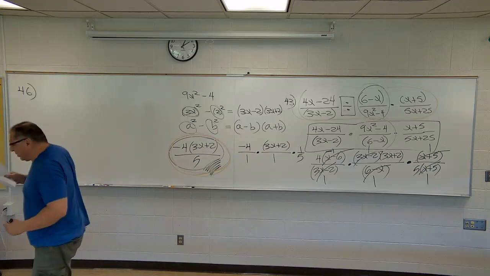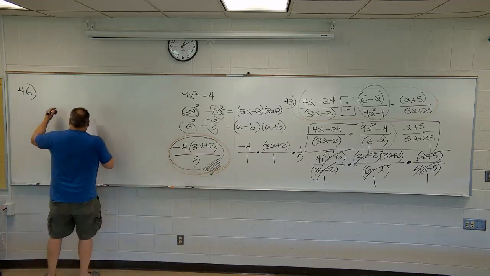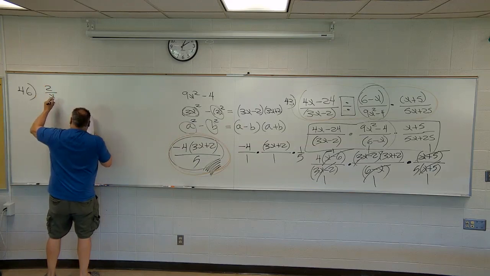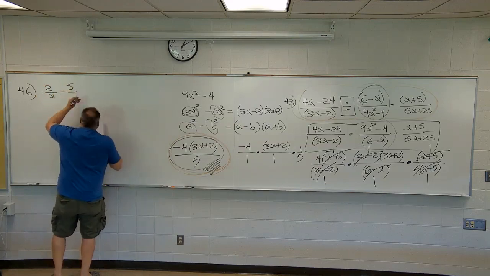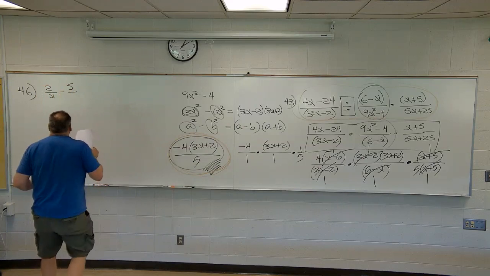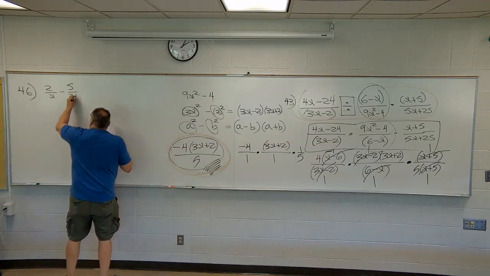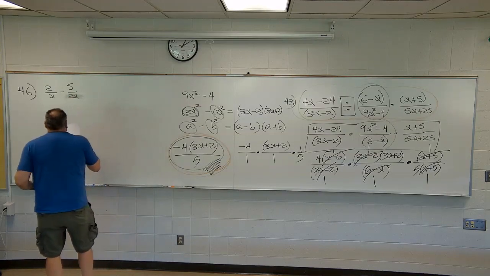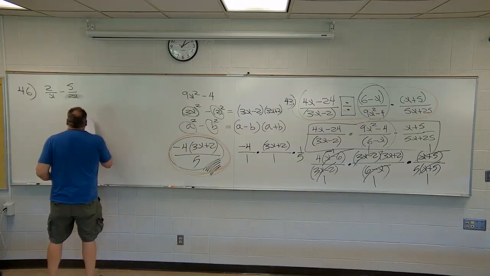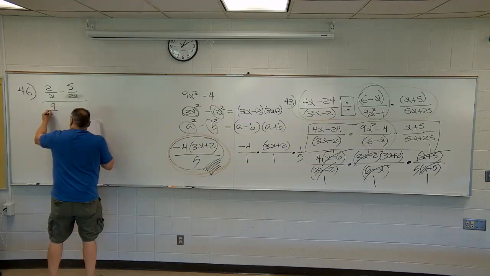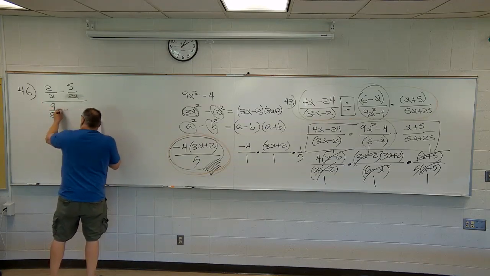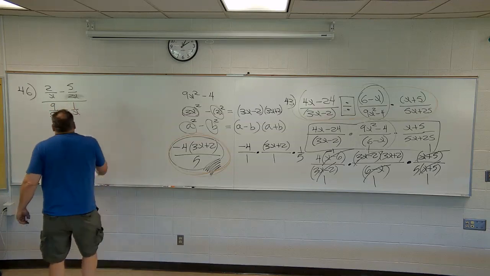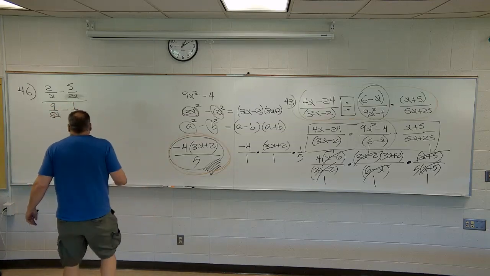46, there's a bunch of ways you can do it. They're saying basically, if I give you this complex fraction, why don't you break it down for me? Why don't you make this thing work? 2 over x minus 5 over 2x. Okay, what do we got? They want you to simplify that.